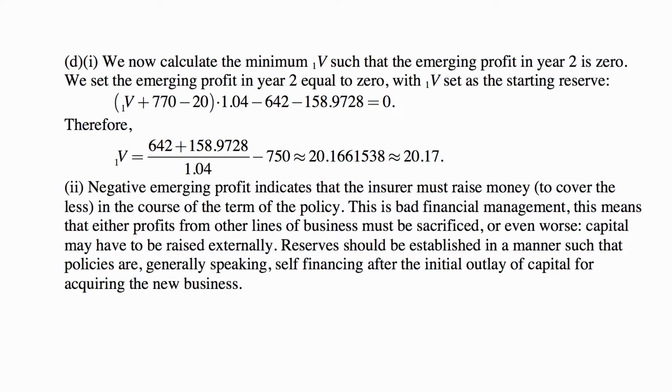Now these negative emerging profits, if they show up, they indicate that the insurance company would have to pay money from its surplus to cover this loss effectively. And this is bad financial management. This means that either profits from other lines of business must be sacrificed, or even worse, capital may have to be raised externally because those costs have to be covered. Reserves should be established in a manner such that policies are, generally speaking, self-financing after the initial outlay of capital for acquiring the new business.